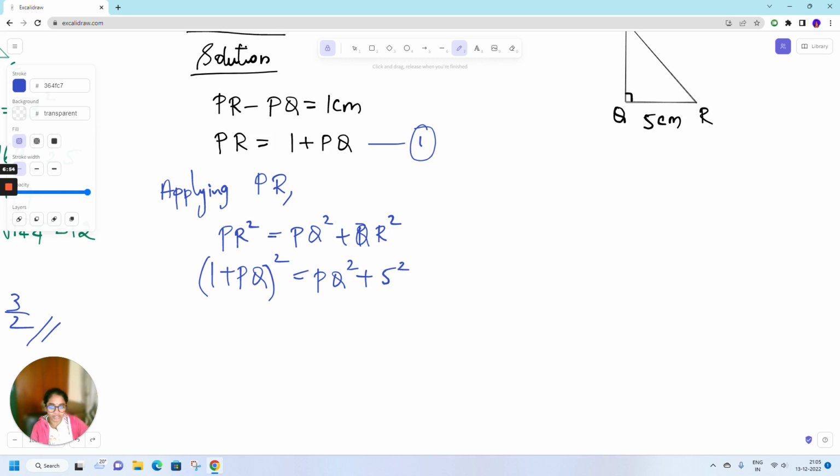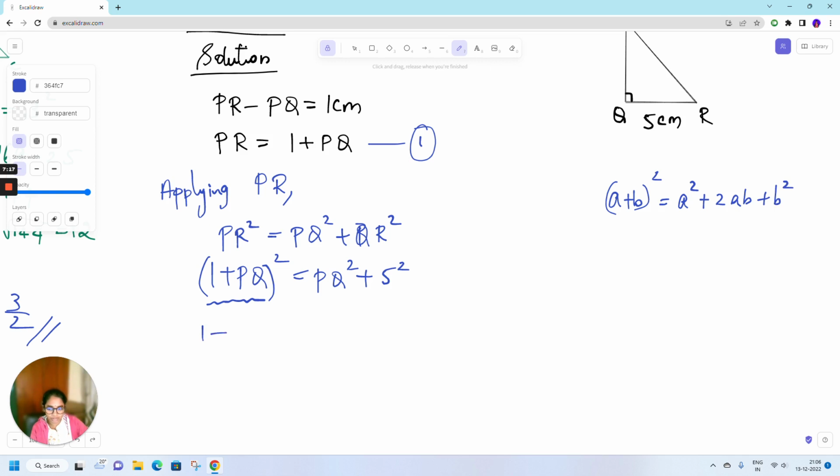That is 5 square. Now this is A plus B whole square. Agree? What is A plus B whole square? A plus B whole square is equal to A square plus 2AB plus B square. Now in place of A I have 1, in place of B I have PQ. So let me write that down.